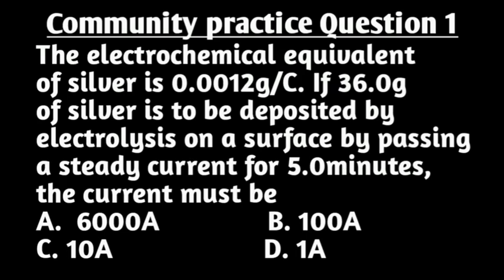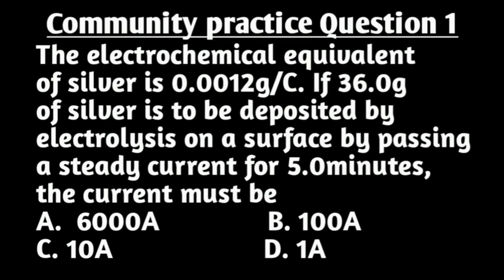Question 1. The electrochemical equivalent of silver is 0.0012 gram per coulomb. If 36 gram of silver is to be deposited by electrolysis on a surface by passing a steady current for 5 minutes, the current must be, look at the options given, try it and choose the correct option.